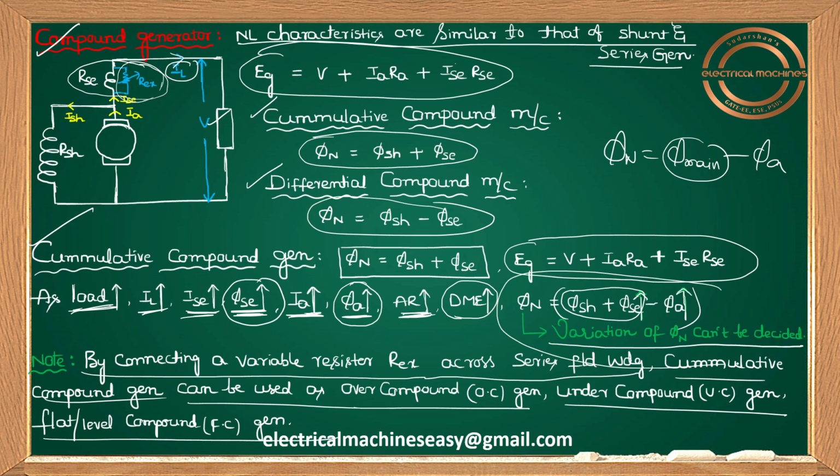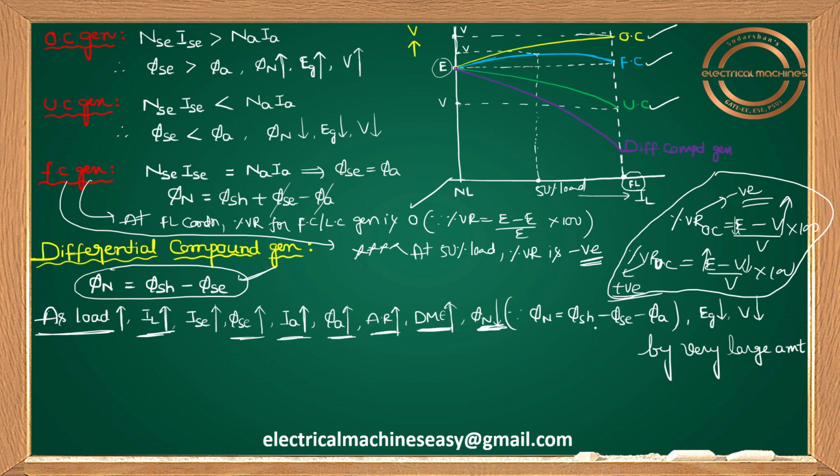So here I can justify the variation of net flux, but in cumulative I cannot justify it. Very simple reason: because here phi n equals phi sh plus phi sc minus phi a. For phi sc a plus symbol is there, for phi a a minus symbol is there. Phi sc is increasing, phi a is also increasing, but one is positive and the other is negative. So I cannot justify the variation of phi n there, but here I can. Why? Net flux becomes main flux minus armature flux.